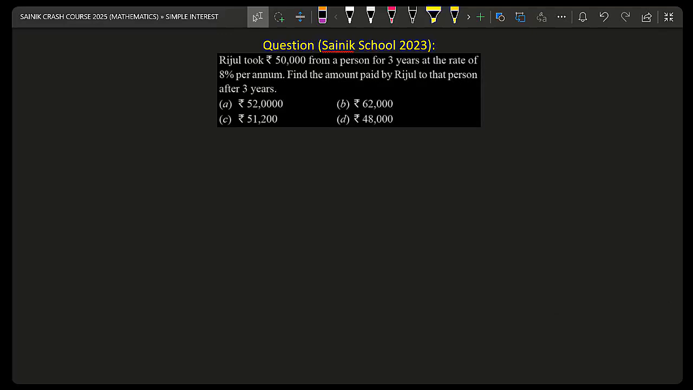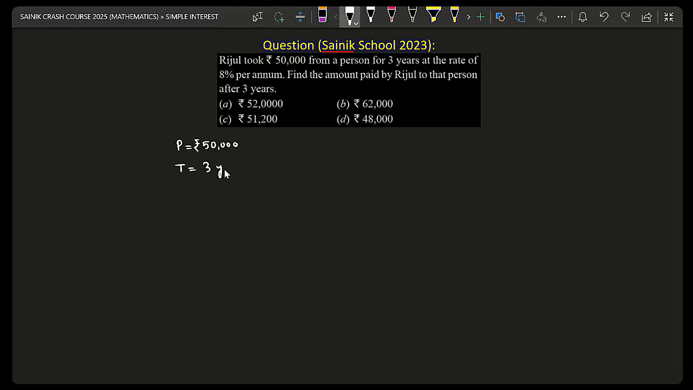Harshvardhan, can you read the question again? Yes, sir. Rizul took 50,000 from a person for 3 years at the rate of 8% per annum. Find the amount paid by Rizul to that person after 3 years. Okay, can you tell me one by one what are the numbers in this question? What is 50,000? Sir, principal. Yes, principal is equal to 50,000 rupees. Okay, and what is the next number here? 3 years. What is 3 years? Sir, time. Time period is 3 years.